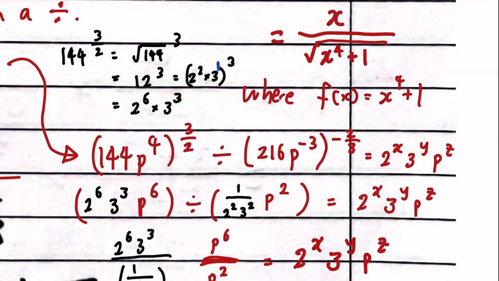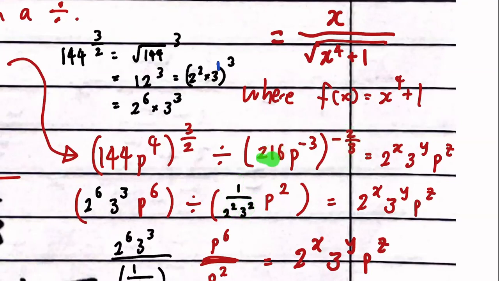Then I'm going to replace the 144 with 2 power 6 times 3 cubed, in black ink, red color to black. Likewise, for my 216, I did a few extra steps. Here, 216 times p power negative 3 raised to the power of negative 2/3. I distribute first. And then I realized that using a calculator, 216 to the power of negative 2/3 is really just 1 over 2 squared 3 squared.